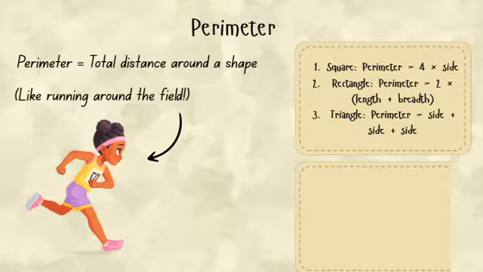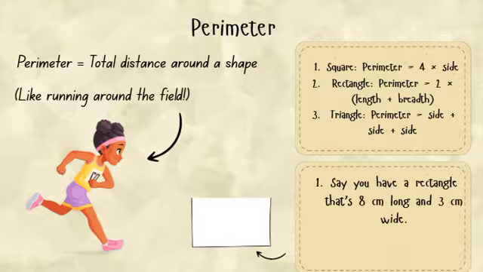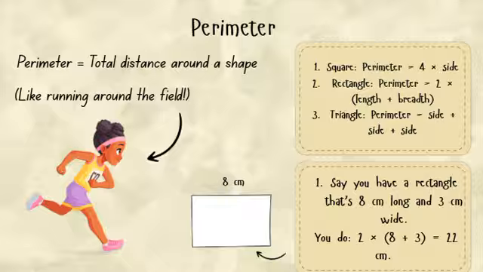Example time. Let's say you have a rectangle that's 8 centimeters long and 3 centimeters wide. You do 2 times (8 plus 3), which equals 22 cm. And boom, that's the perimeter. So yeah, it's literally just walking around the shape with numbers.